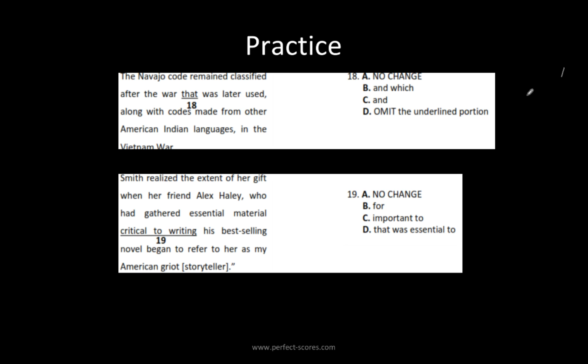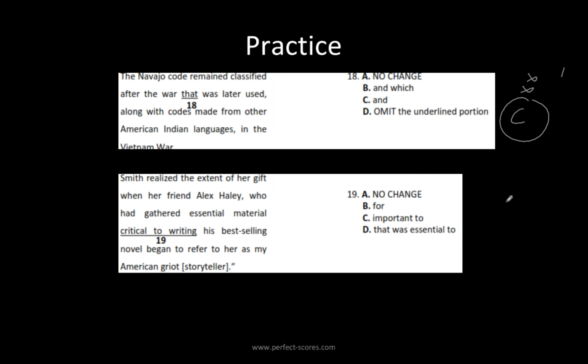Number 18. The code remained classified after the war that was later used. Now, definitely it's not the war that was used. And even B will go because of the same reason. A is gone, B is gone. Let's move to C. The code remained classified after the war and was later used, along with codes made from other languages in the Vietnam War. So you definitely need the and without the which. So C is going to be the answer. Because D will not make sense. It will look like the war was later used.